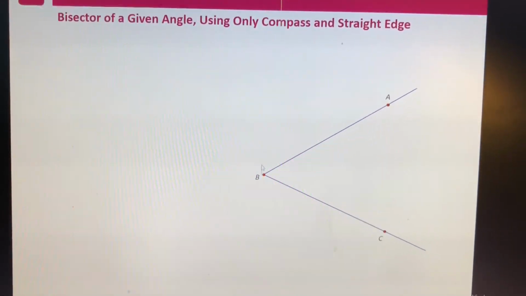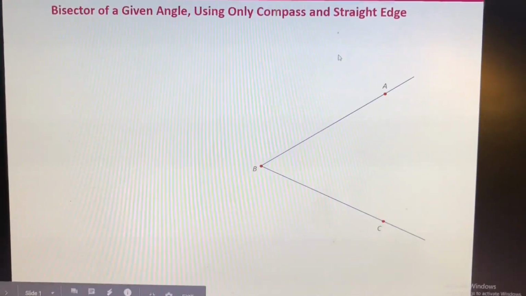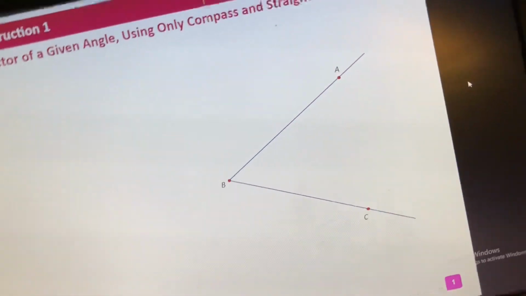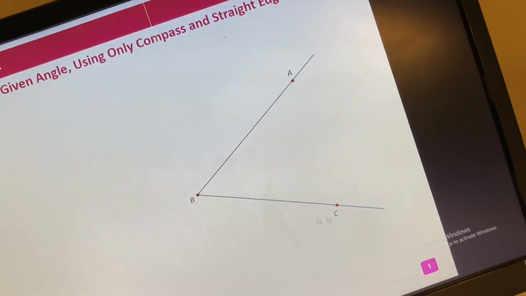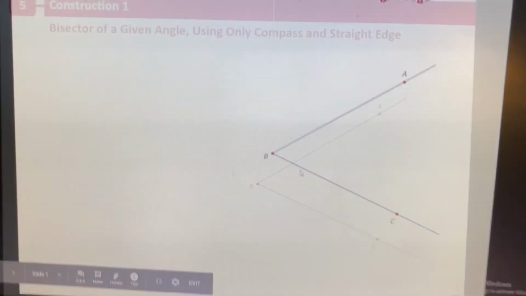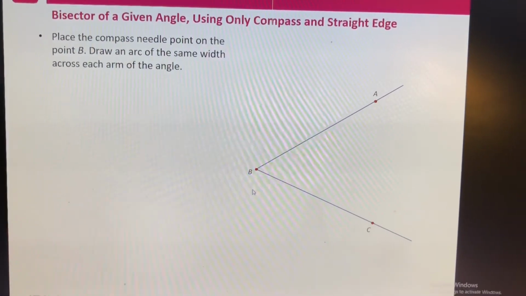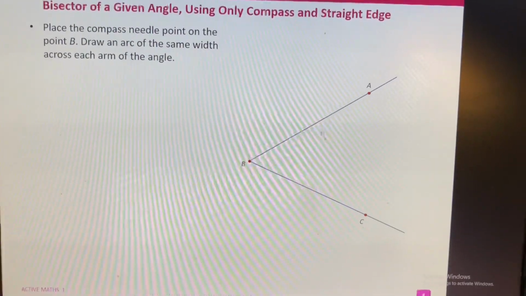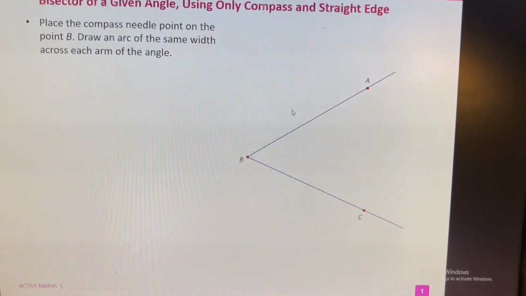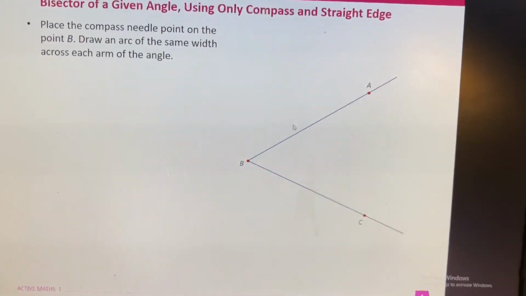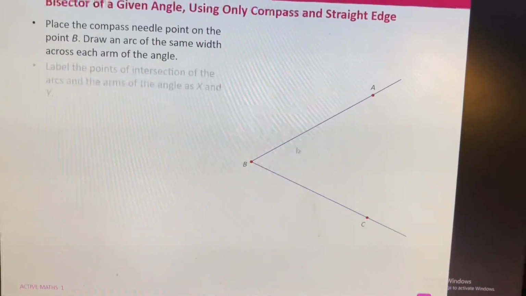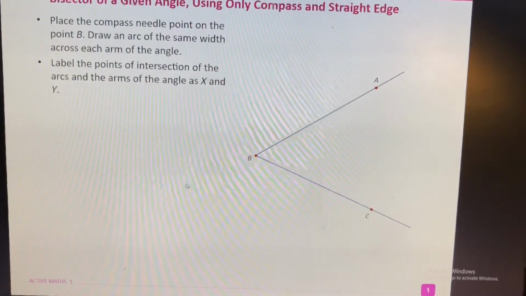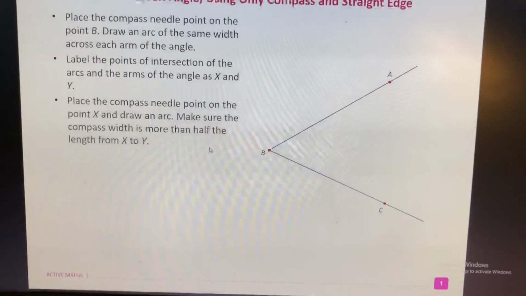So we have a given angle. It may be not quite as obvious where the bottom is. So don't forget, in your exam, you can turn your page so that it looks a little bit easier to work with. Place the compass needle on your vertex, in this case point B, and draw an arc of the same width, so using the same compass width measurement across both the arms of the angle. Then you will label the points of intersection at those arcs, for example, X and Y.